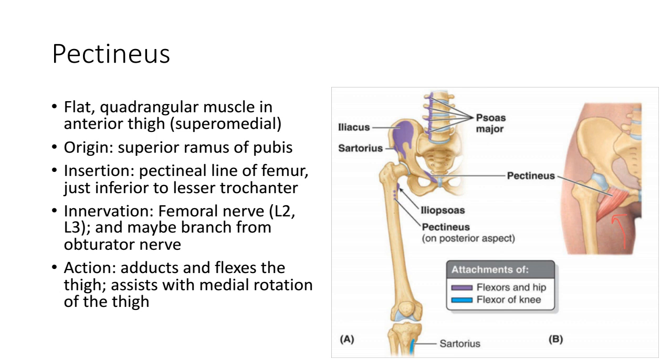The origin is the superior ramus of the pubis, and it inserts on the pectineal line of the femur, just inferior to the lesser trochanter. The pectineus is innervated by the femoral nerve, which is L2, L3, and maybe even a branch from the obturator nerve. The action of this muscle is to adduct and flex the thigh. It also assists with medial rotation of the thigh.